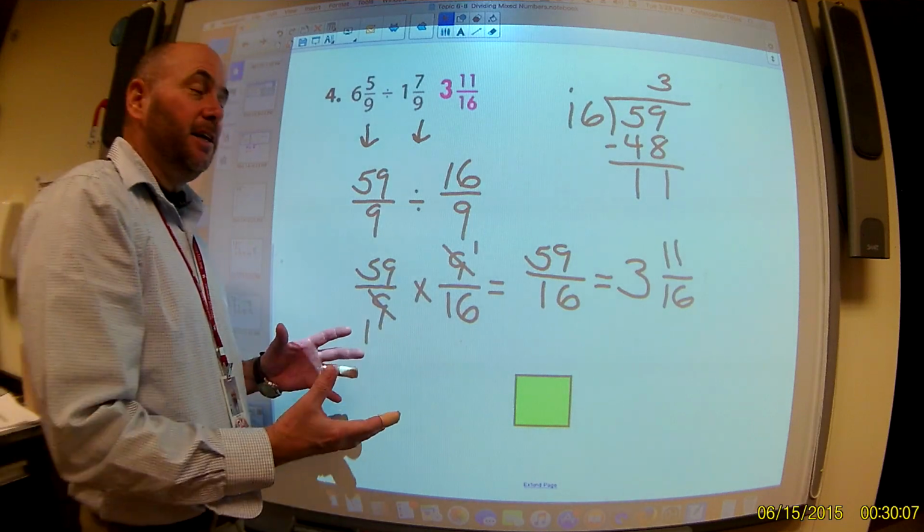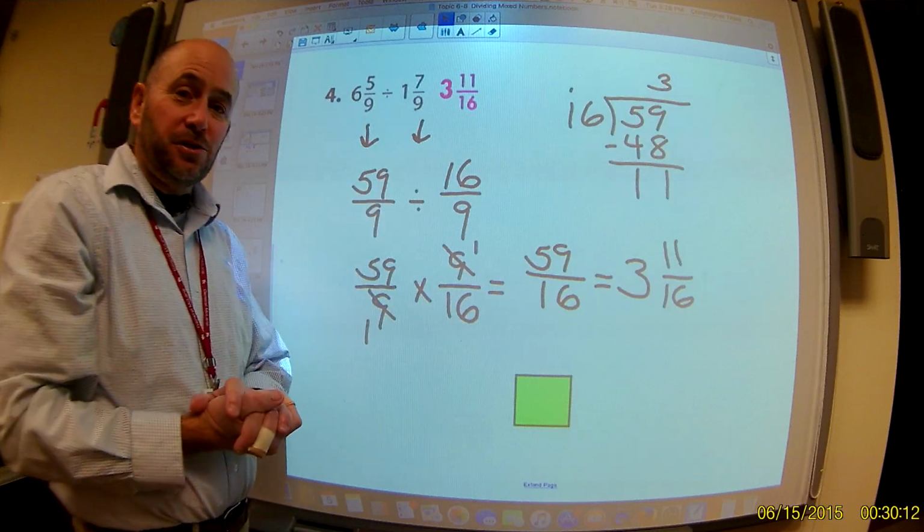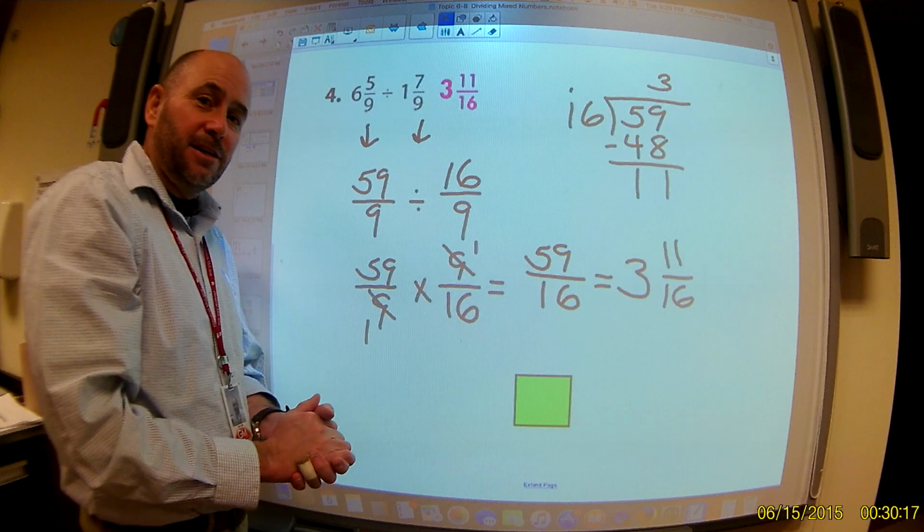Hopefully you have a better understanding of how to divide mixed numbers by mixed numbers. If you need further help, your teacher can help you or your parents. If you understand it, you'll probably be assigned to go on to the next activity.